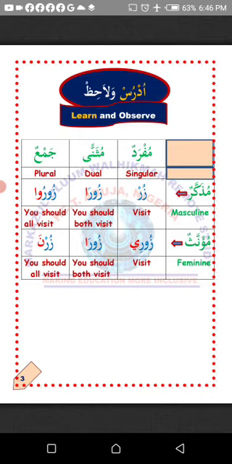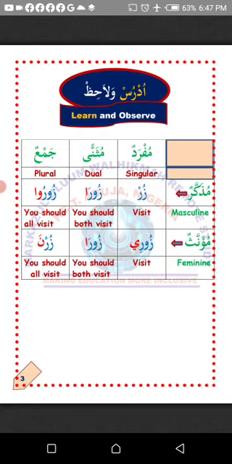So if they are more than two, we attach wawun to the last letter of the verb zur, and once wawun is attached, the letter before it must take dhamma. So the verb zur will now become zuru. Zuru, which means visit, commanding a group of male persons.